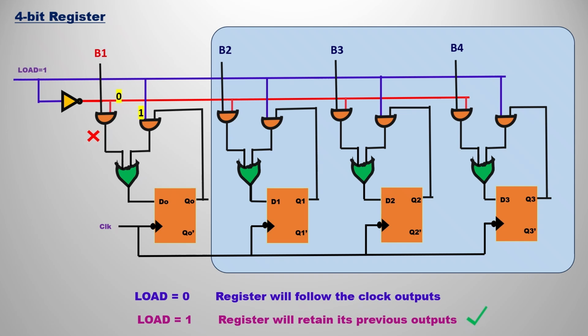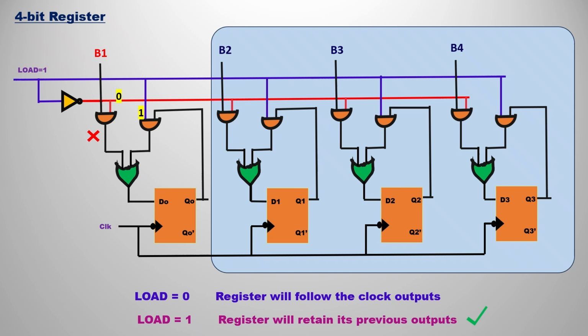The next case is when load is equal to 1. When load is equal to 1, the register will retain its previous state. So what is meant by that? When load is equal to 1, the blue line is active, which means the second AND gate would be active. So the load bar is 0, and the red highlighted one is 0.